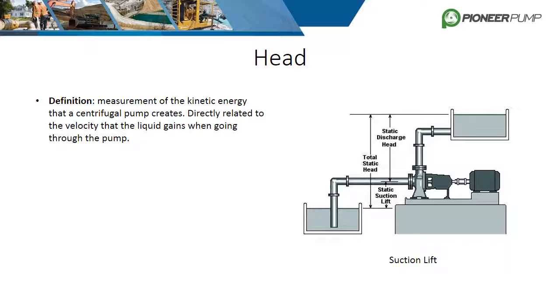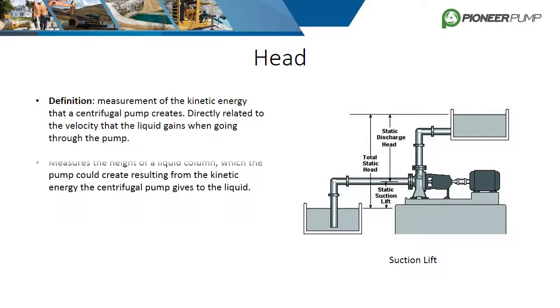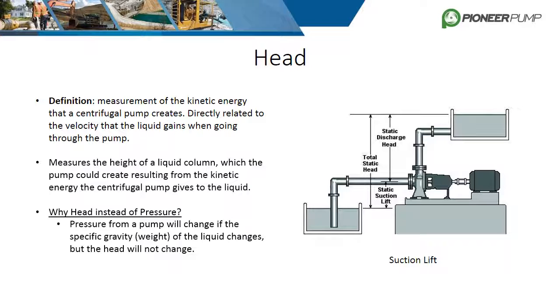The term most commonly heard and critical to understand in the pump industry is head. Head is the measurement of the kinetic energy a centrifugal pump creates. It is directly related to the velocity that the liquid gains when traveling through the pump. It literally is the measurement of the height of a liquid column shot straight up from the volute discharge. The term head is used in place of basic pressure due to the fact that the pressure will change if the specific gravity of a liquid changes, but the head will not change. To get head from psi, multiply psi by 2.31 and divide the product by the specific gravity of the fluid.